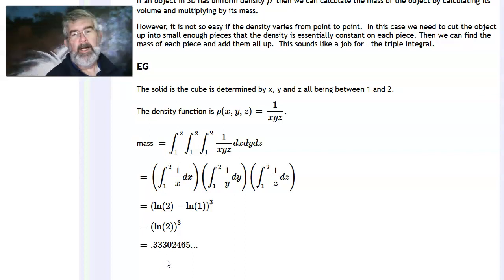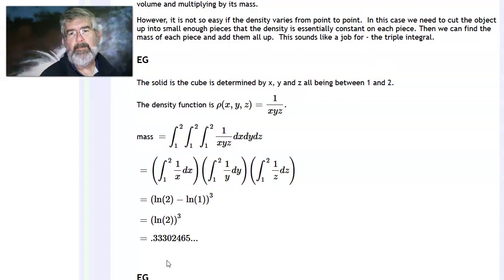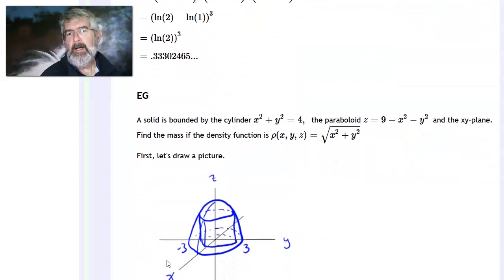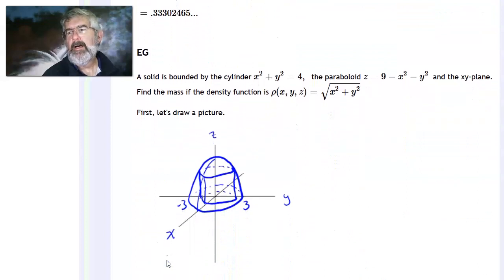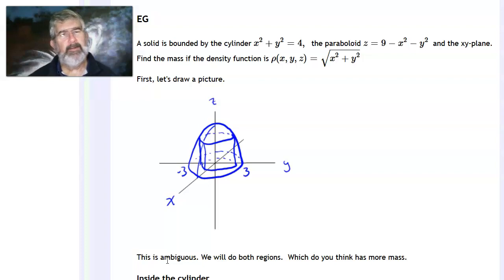Okay. Calculating the mass with non-uniform density. Let's do another example. This one comes from one of the odd problems in the book. No, one of the even problems in the book. And I find it interesting because I think it's poorly worded.